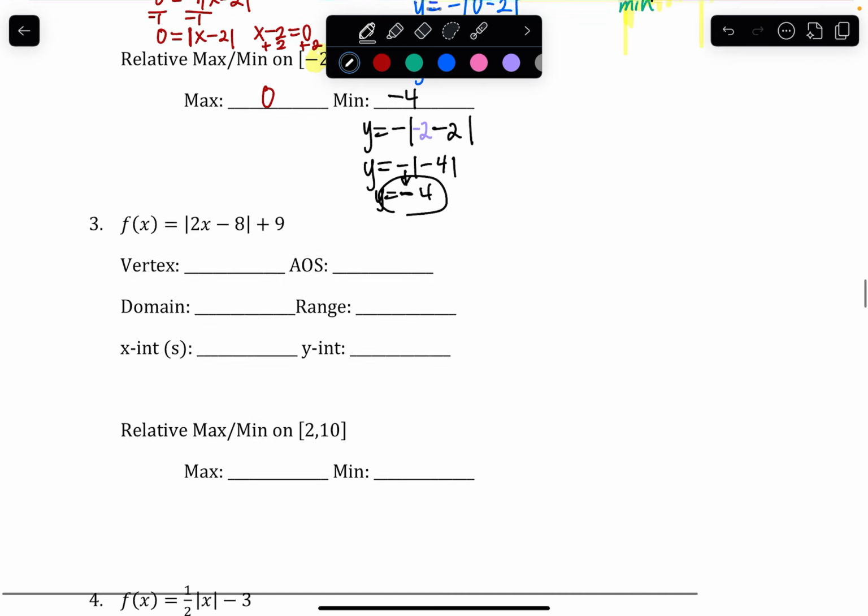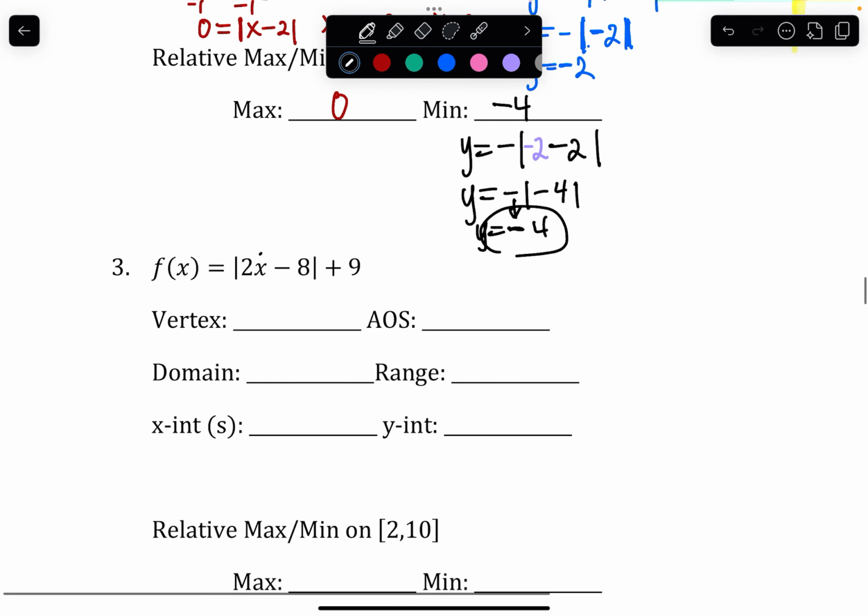Okay. Next, we do not have proper transformation form. And so when you see a scale factor on x, and there's no parentheses, add parentheses, and then divide this value by the number in front. And so in proper form, it would have an x minus 4. And you can use y equals instead of f. And so this function has been moved right 4 and up 9. So the vertex is 4, 9. Axis of symmetry is x equals 4.